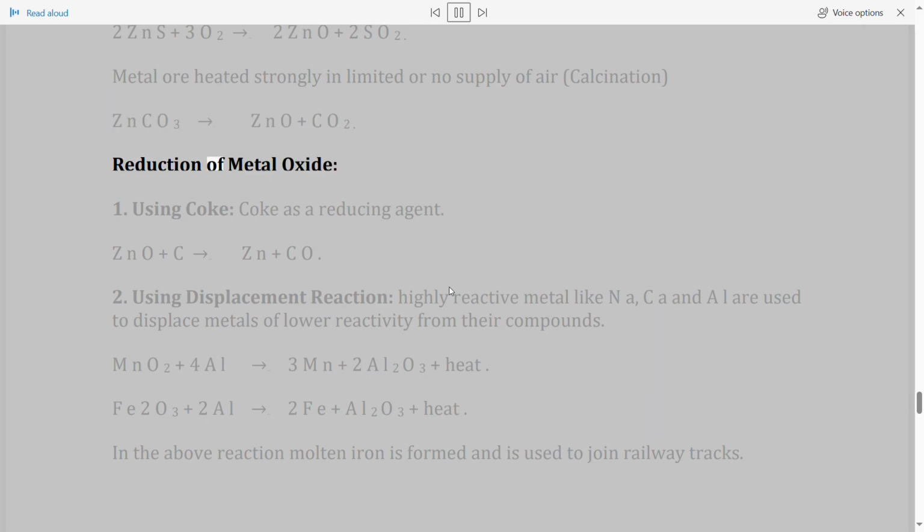Reduction of metal oxide. 1. Using coke. Coke as a reducing agent. ZnO + C gives Zn + CO. 2. Using displacement reaction. Highly reactive metals like Na, Ca and Al are used to displace metals of lower reactivity from their compounds. 3MnO2 + 4Al gives 3Mn + 2Al2O3 + heat.